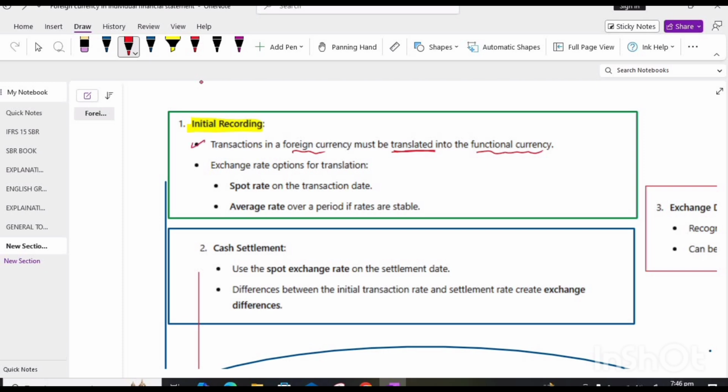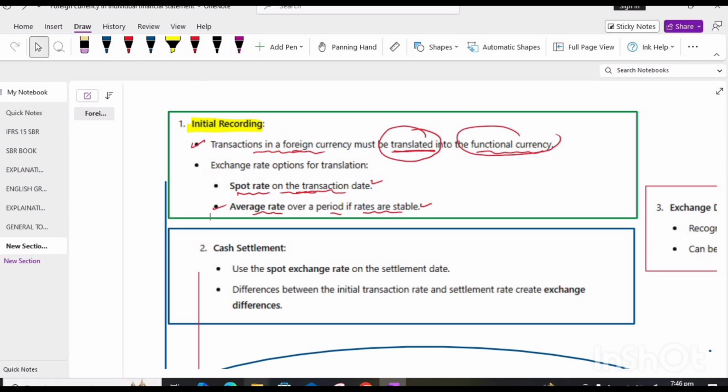First thing you have to remember is that the transaction in the foreign currency should be translated into your functional currency. Clear? Now what rate will you use for the translation? You have two rates: the spot rate on the transaction date, or the average rate over a period if the rates are stable. So if the rates are stable, then you are allowed to use the average rate.